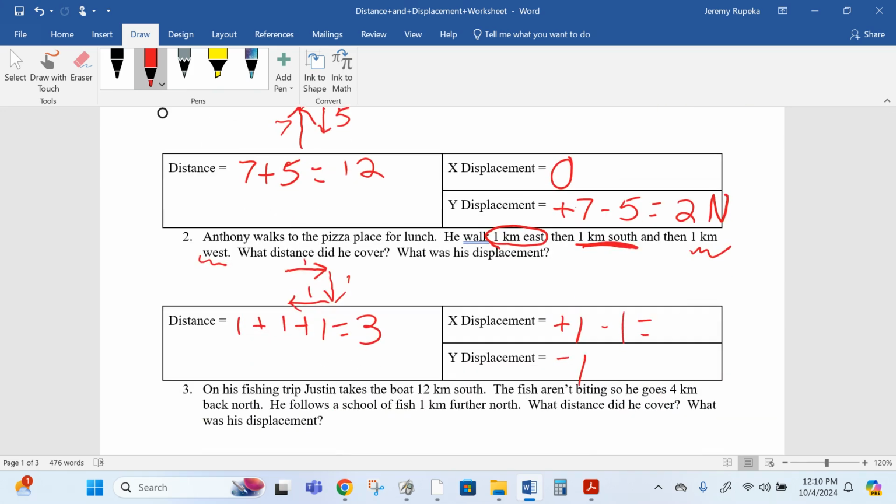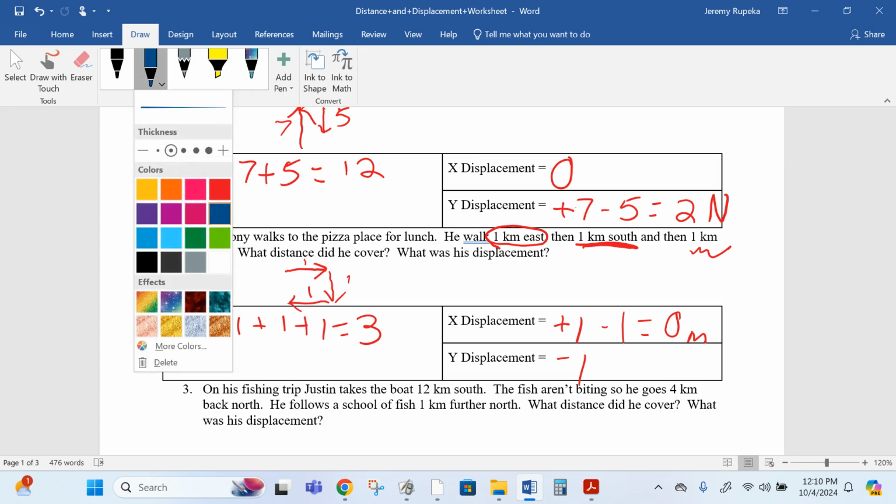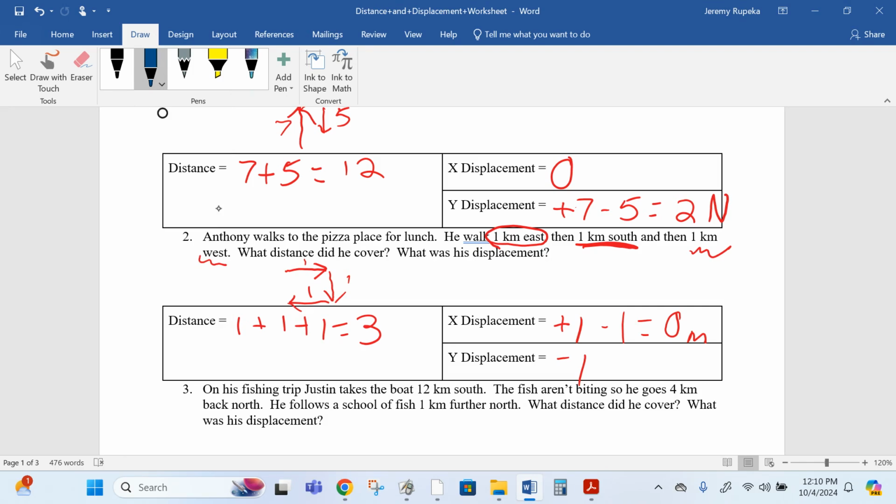So for my x displacement, I didn't move anywhere left and right. All I ended up was 1 kilometer to the south of where I started.